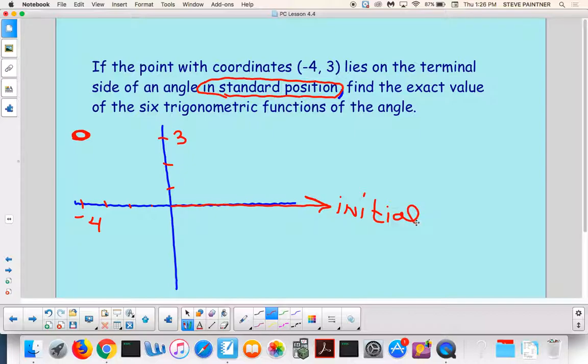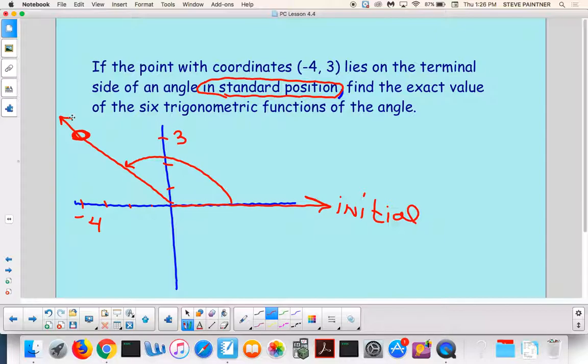The terminal side is the side you can move, right? So move this. Keep moving. Oh, right there. Terminal side goes like this, goes right through that point. So there's your angle. Yeah? See? That's all the standard position means. Okay, now we can continue.